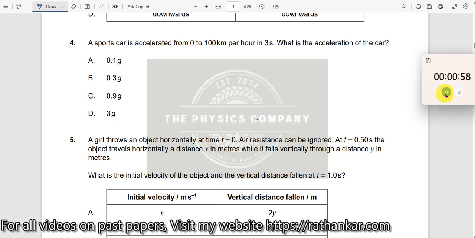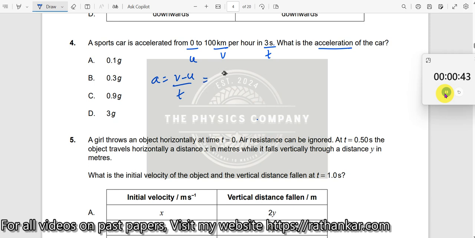Question number 4. A sports car is accelerated from 0 to 100 km per hour in 3 seconds. Okay, 0 is U, 100 km per hour is V, and this is time t. What is the acceleration of the car? Acceleration of the car is given by (V minus U) divided by t.